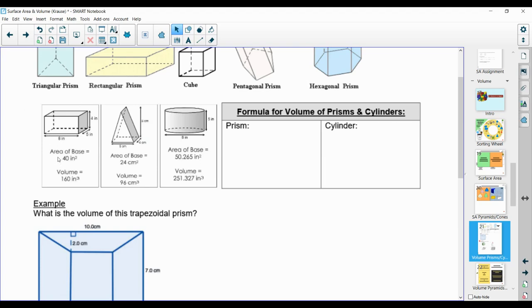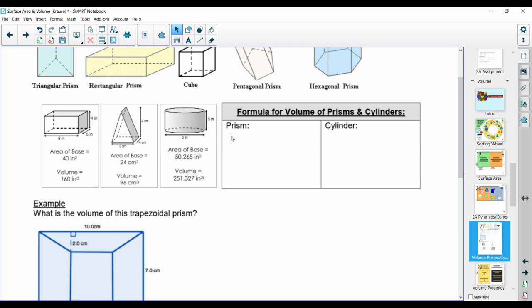So looking at three examples here, we have a rectangular prism and we know the area of the base is 40 and the volume is 160. For the triangular prism, the area of the base is 24, the volume is 96. And for a cylinder, we have an area of a base of 50.3 and the volume of 251. Now the question is, what is the relationship between the area of the base, the volume, and the height?